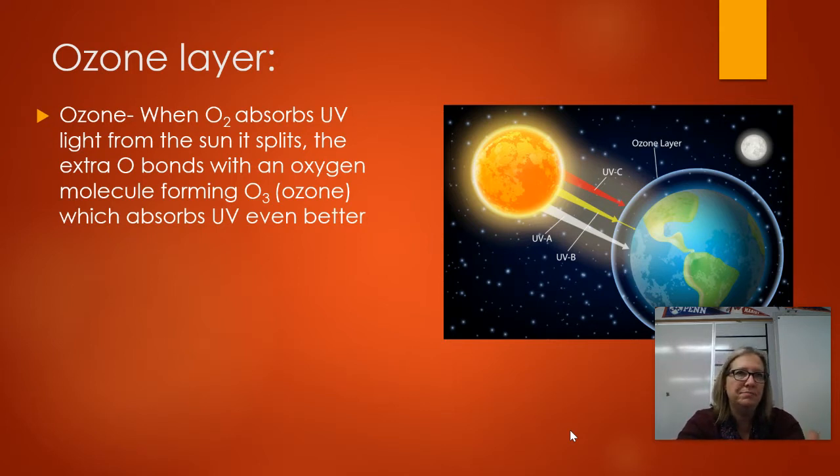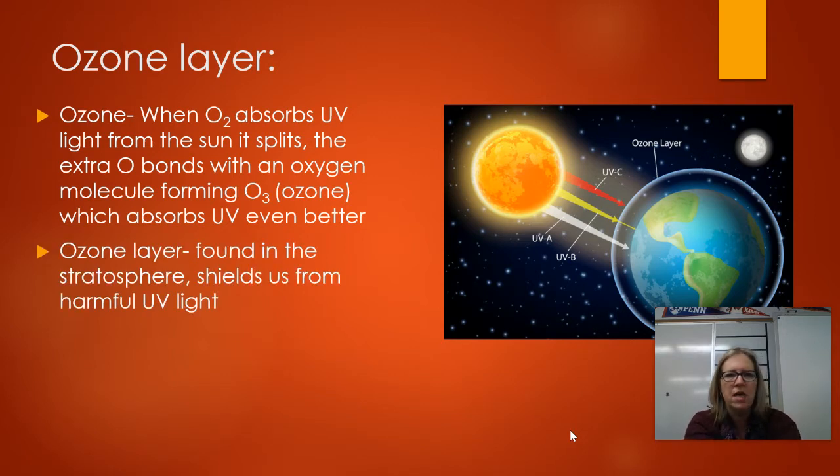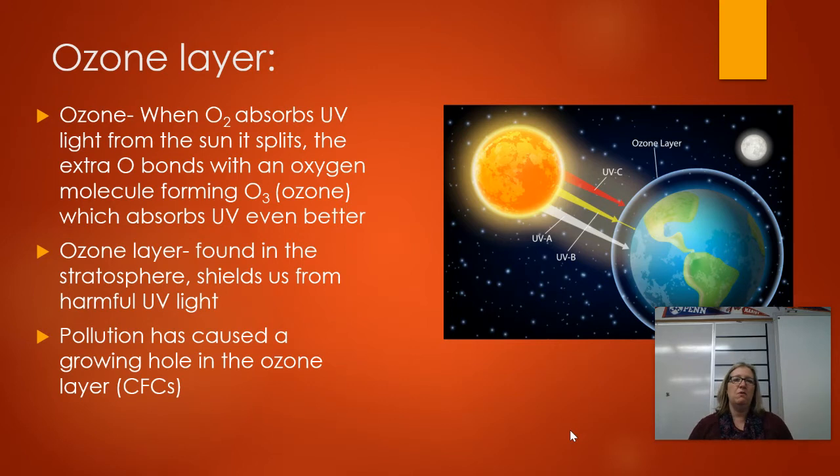But it's not really a bad thing because O3 absorbs that UV even better. UV is what gives us sunburns and can cause skin cancer. It's actually really bad for us. Okay. So the ozone layer is super important. It's found up in the stratosphere layer of the atmosphere, and it mostly shields us from those harmful UV spectrum of light.